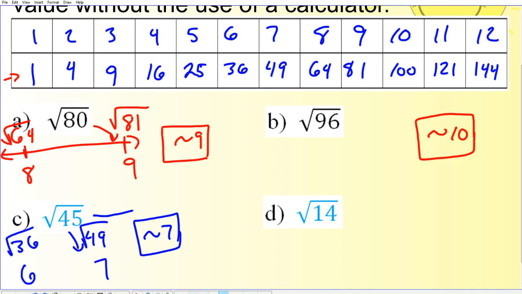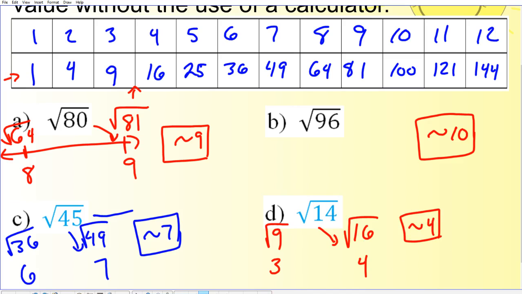All right, next one. 14. So I'm looking at my list. 14 is right about here. So my two perfect squares are 9 and 16. 14 falls between 9 and 16. Square root of 9 is 3. Square root of 16 is 4. This guy, 14, is closer to 16 than it is to 9. So the answer here is about 4.